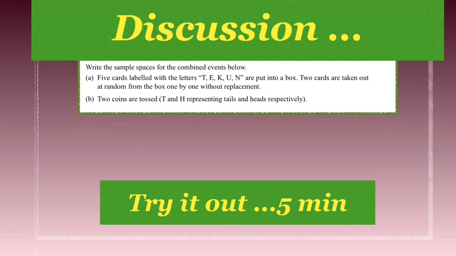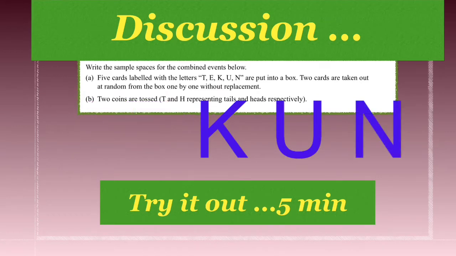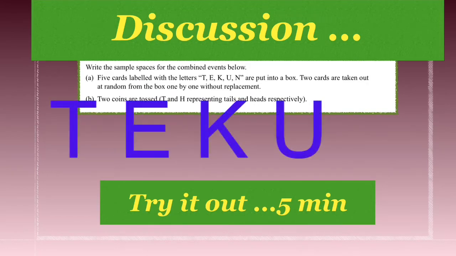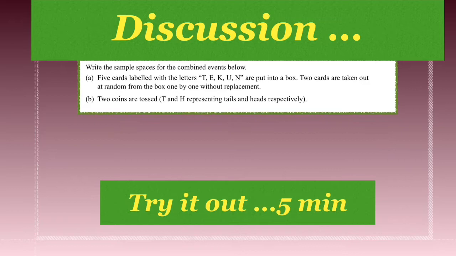For A, 5 cards labeled with the letters T, E, K, U, N are put into a box. 2 cards are taken out at random from the box, one by one without replacement. So please try to write down the sample space for A. For B, 2 coins are tossed, T and H representing tails and heads respectively. So students, please try to write the sample space.